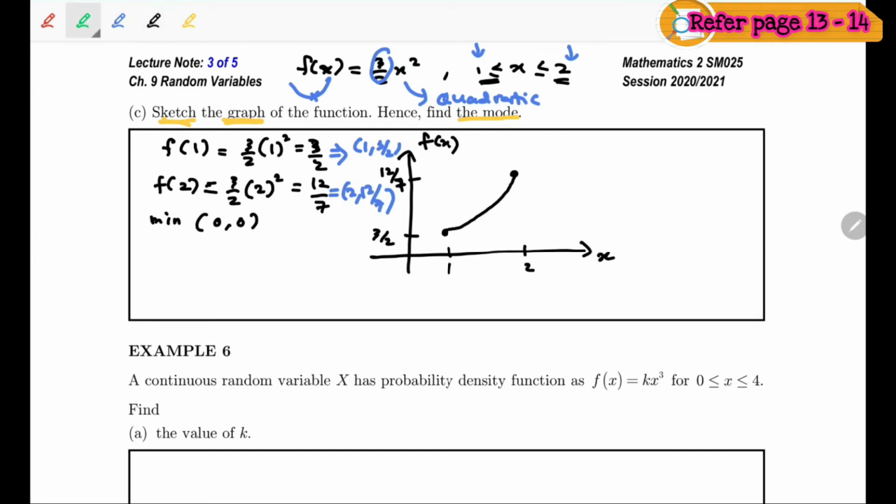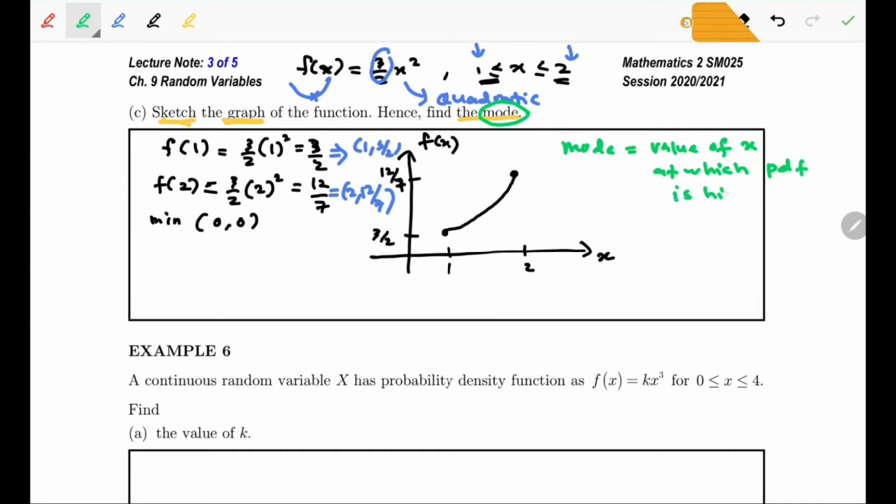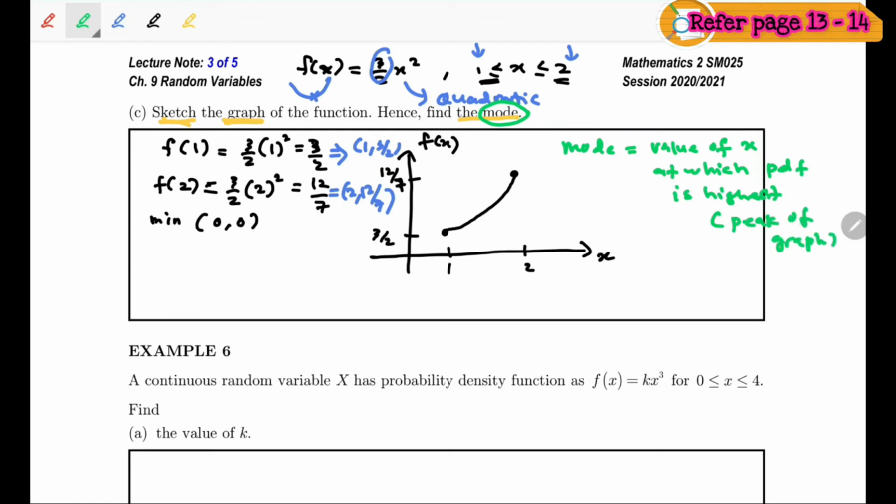So how are we going to take out the value for the mode? The mode is the value of x at which the PDF is the highest, or in other words, it's the peak of the graph. So observe the graph. The peak of the graph is obviously here. This is the peak of the graph, and this is the highest probability.